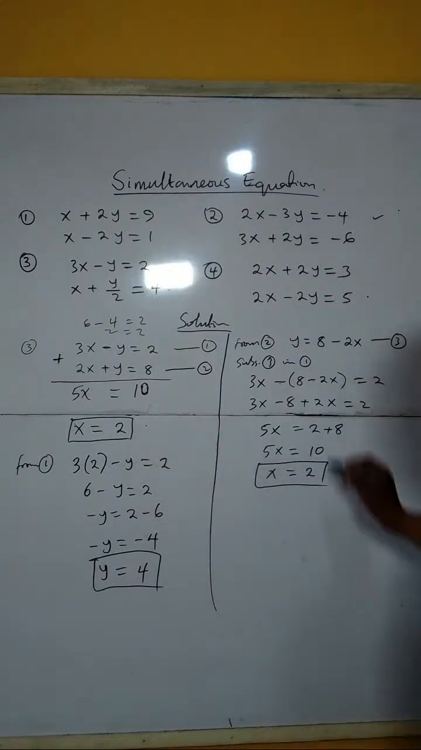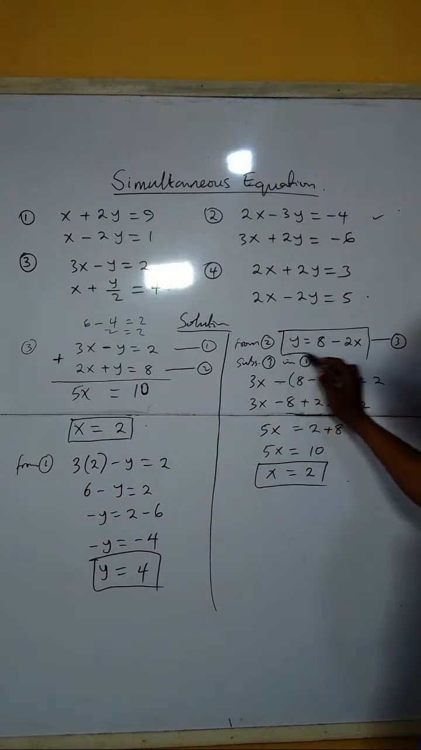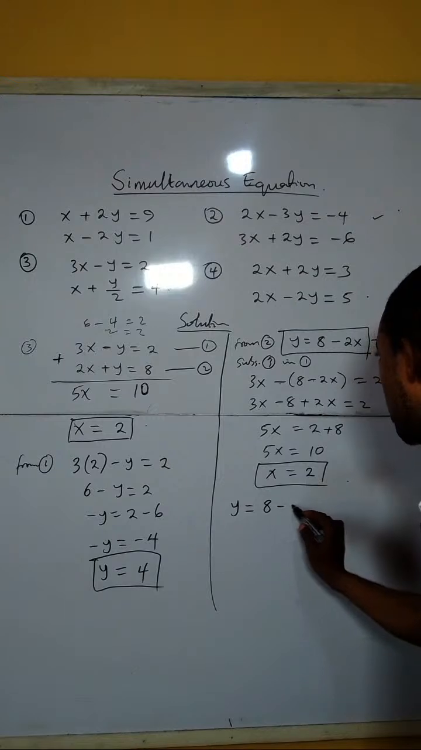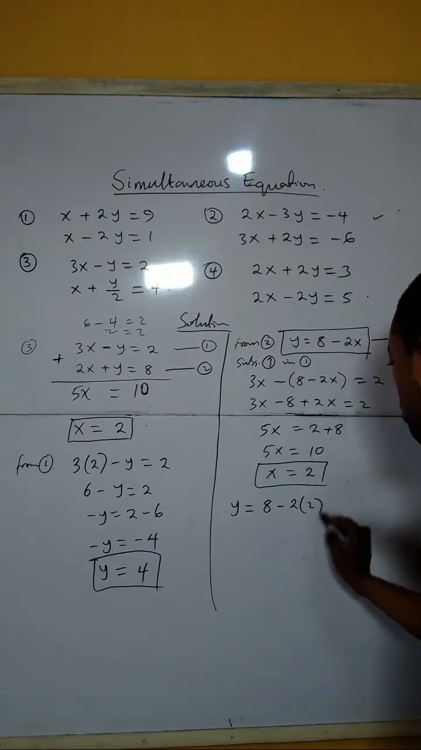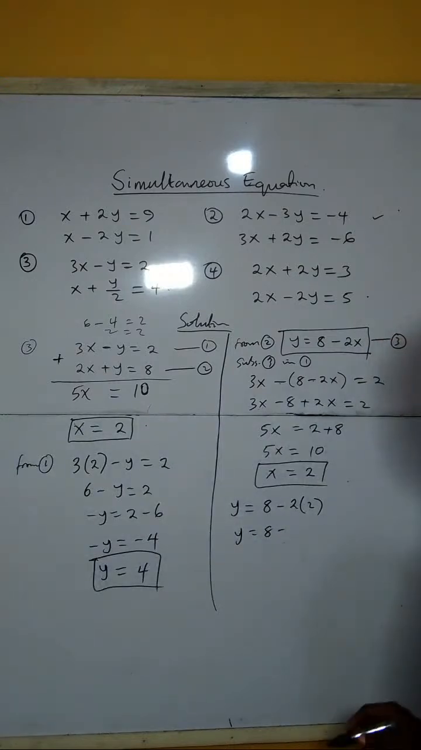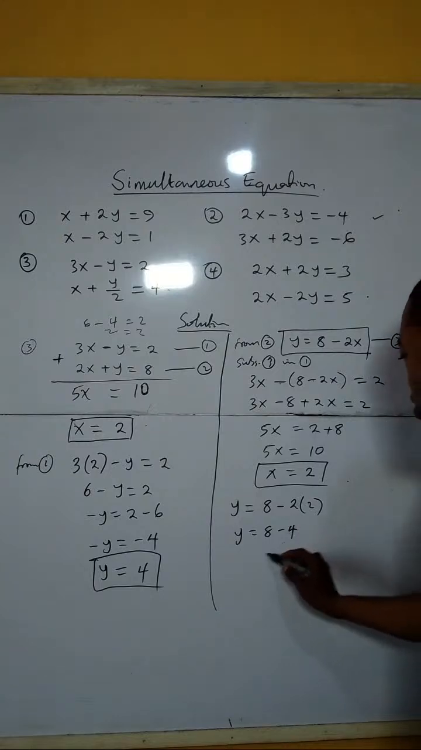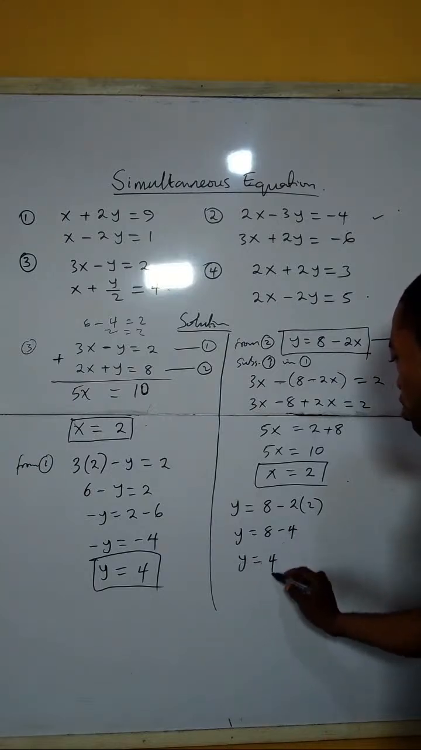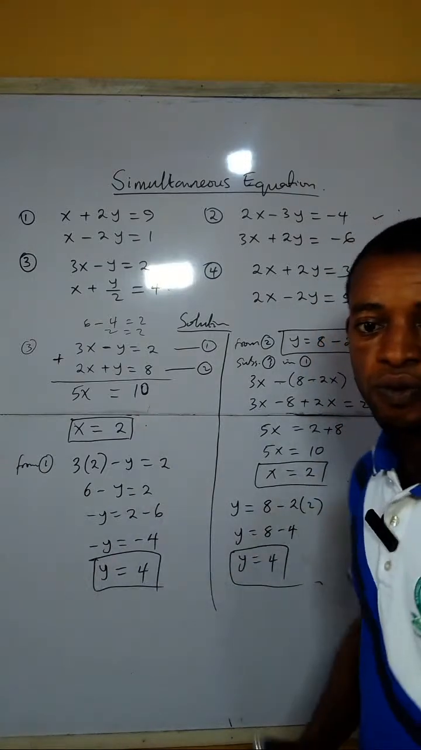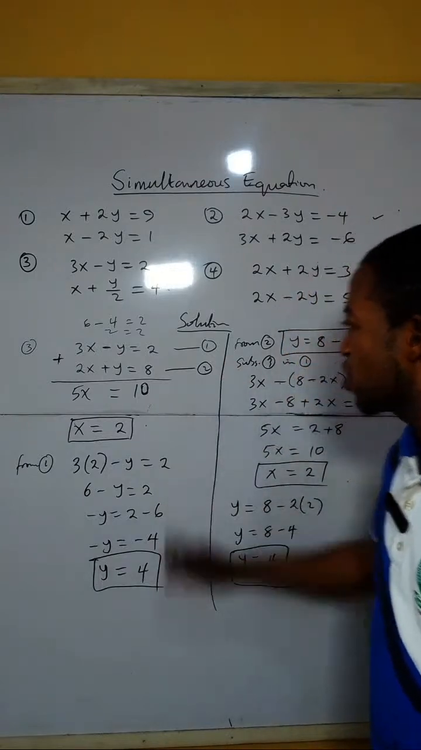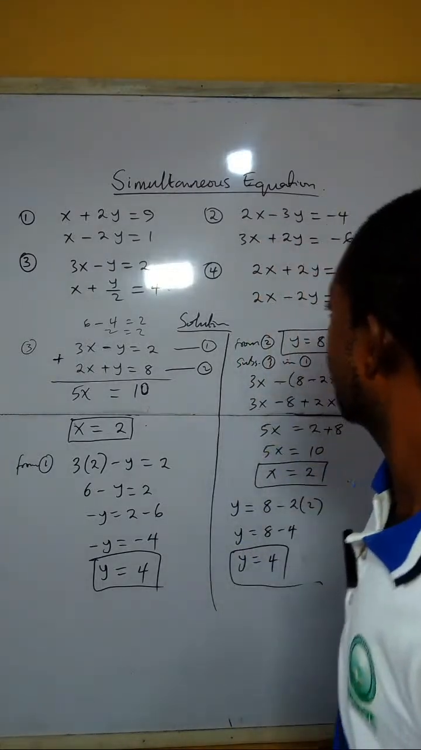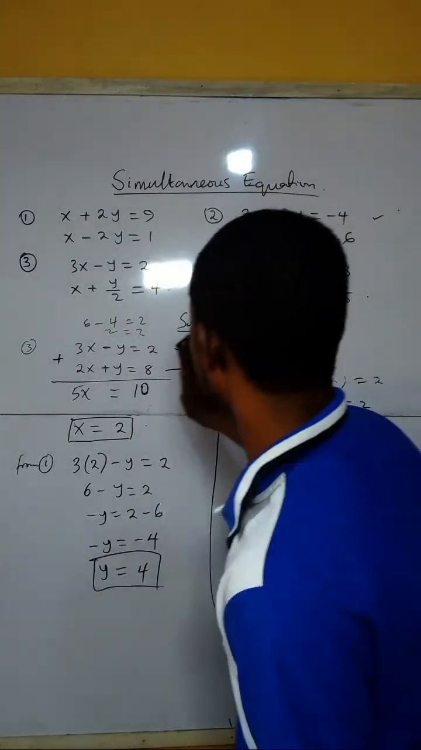Then to get y, make use of equation 3 and substitute the value of x. It implies y is now equals 8 minus 2 times 2, which is y equals 8 minus 4. That is, we have y equals 4. Which is the same as what we have, x equals 2 and y equals 4. This is for the elimination method, and this is for the substitution method. And then the last question from here, which is number 4.